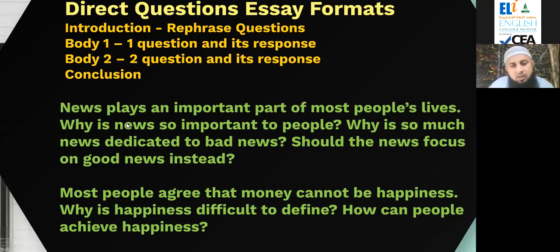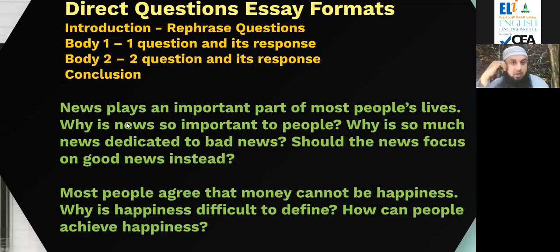Or another, most people agree that money cannot buy happiness. Why is happiness difficult to define? How can people achieve happiness? Direct questions. After a statement, direct questions. What do you do with such types of questions?